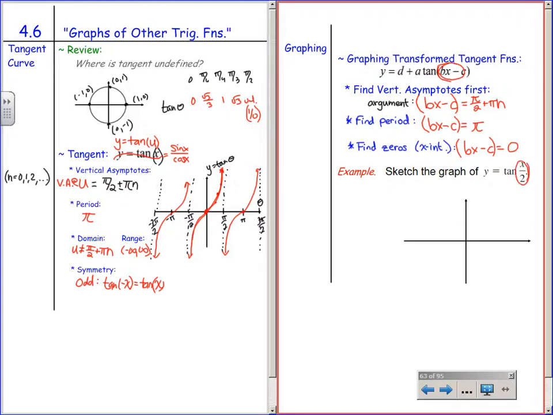X over 2. Be talking, it'll keep you awake. I know it's kind of warm in here. I don't want to make it cold for you guys unless I have to.